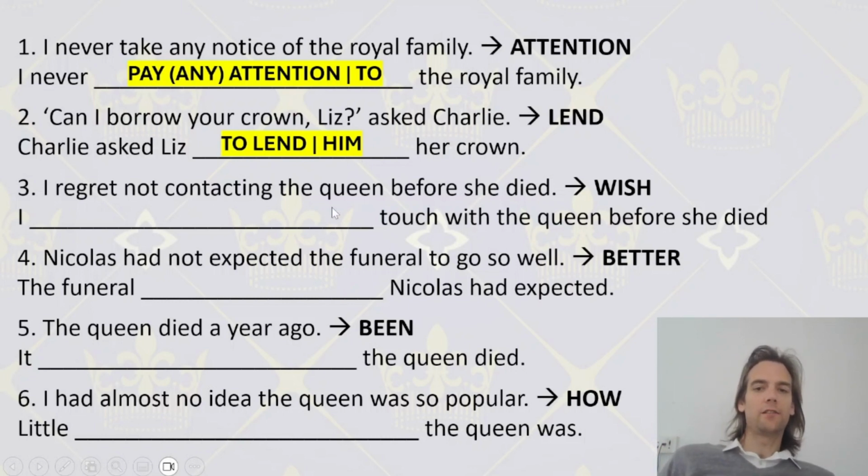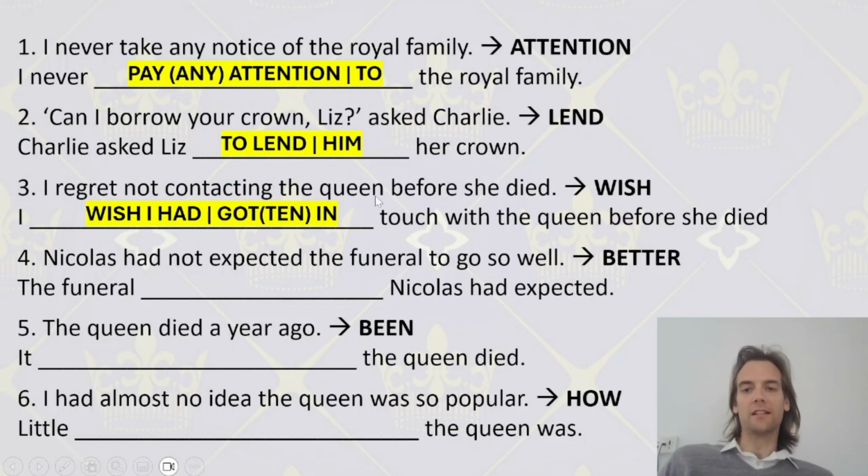Number 3, how do we use wish? Well, I didn't contact the Queen. I regret is referring to the past, isn't it? So this is like a past tense. So a wish in the past must be past perfect. I wish I had got in touch with the Queen. Or I wish I had gotten in touch with the Queen before she died. If you're American, gotten is American.